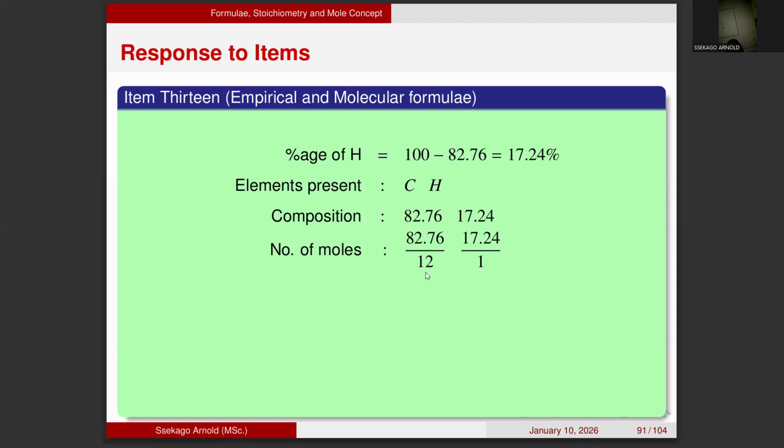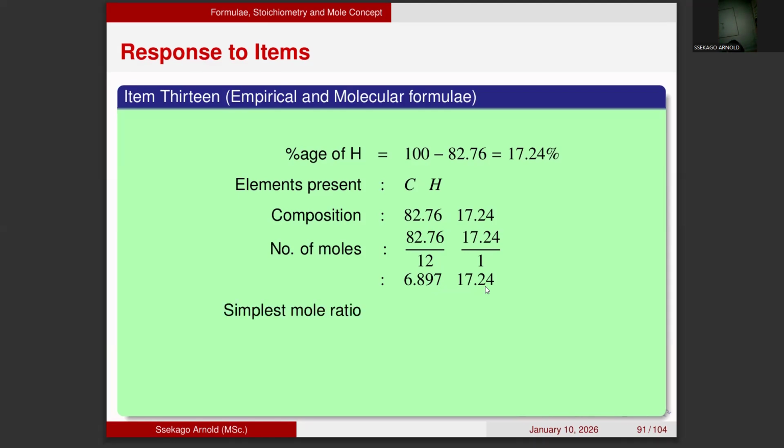This information has been given in the bracket, and that of hydrogen is also 1. So we divide the composition of carbon by 12, hydrogen by 1, and computing this division, here we obtain 6.897, and here we obtain 17.24. Next, we divide, we obtain the simplest mole ratio.